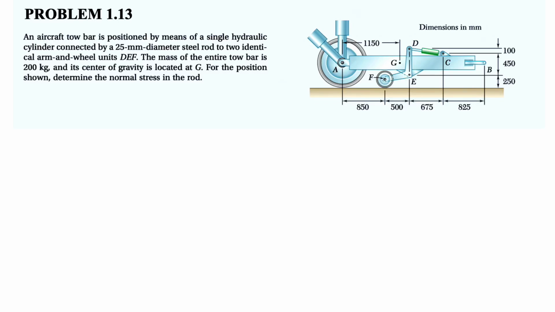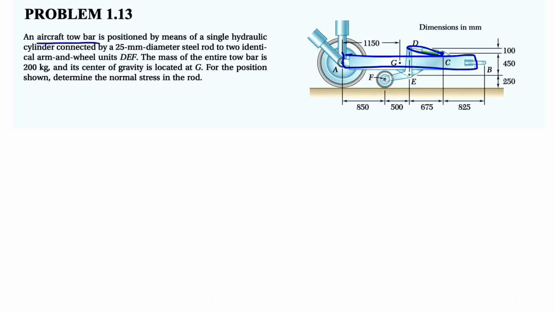So let's jump into another problem. In today's video we have the 13th question of the first chapter of the Beer and Johnston textbook, and we have this aircraft tow bar which is positioned by means of a single hydraulic cylinder. So this is the tow bar that we are talking about in the first part. The aircraft tow bar is positioned by a single hydraulic cylinder, that's the hydraulic cylinder, by a 25mm diameter steel rod.